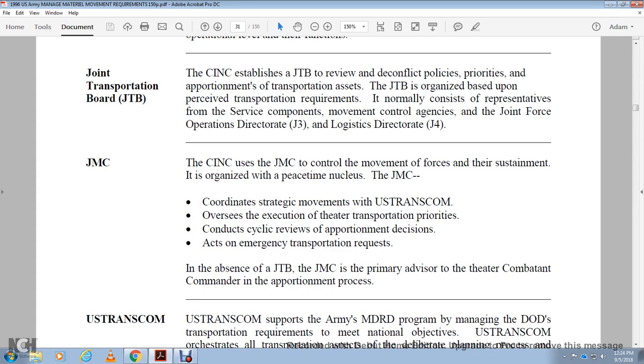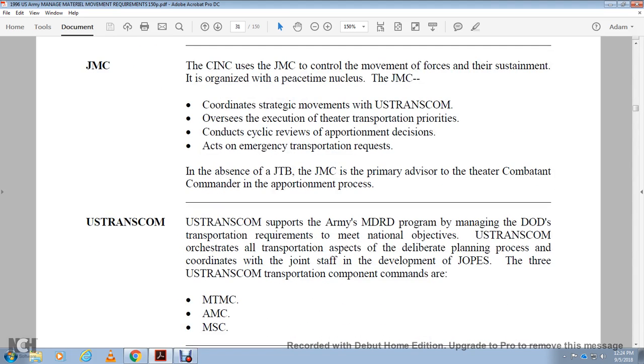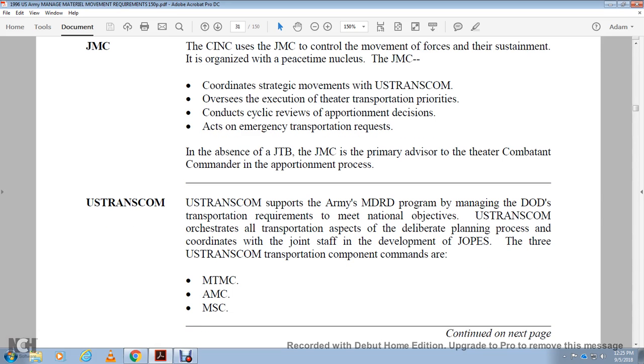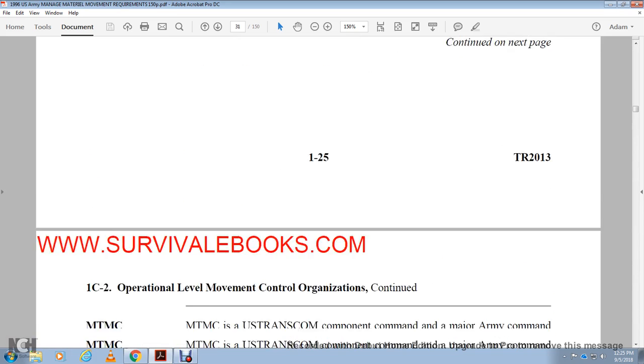The JMC is primarily divided by the theater combat commander and portion prospect. U.S. Transportation Command supports the mobilization, deployment, and RD program of the DoD and transportation requirements. The national objective of the U.S. Transportation Command orchestrates all the transportation aspects with the deliberate planning process, coordinating with the Joint Staff Development and JOPE 3. U.S. Transportation Command transportation component commands are the MTMC, AMC, and the MSC.